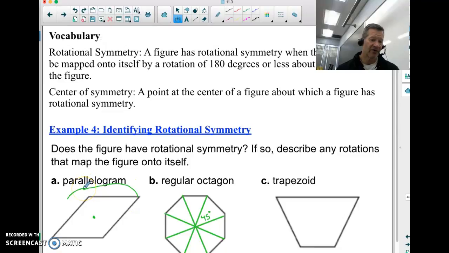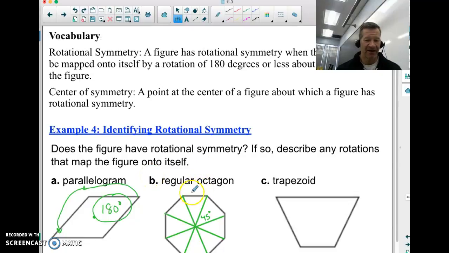But if I went all the way 180 degrees, all the way around, just move this corner over to this corner, you notice that this would map right onto itself. So this has a rotational symmetry of 180 degrees. And remember, 180 degrees we mean counterclockwise.